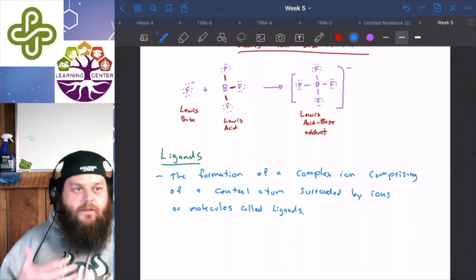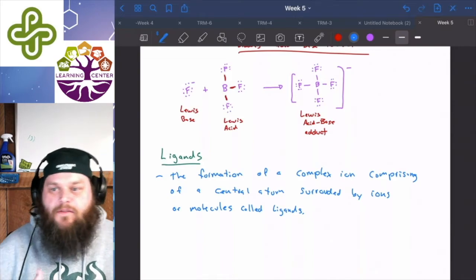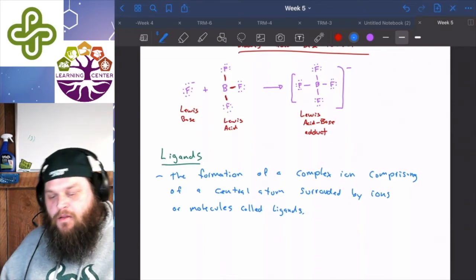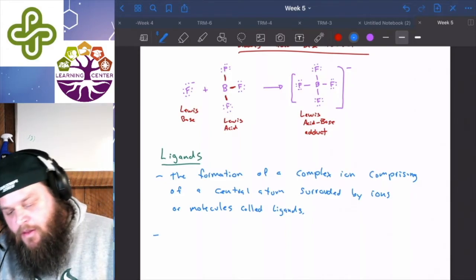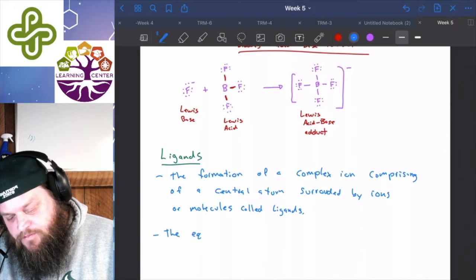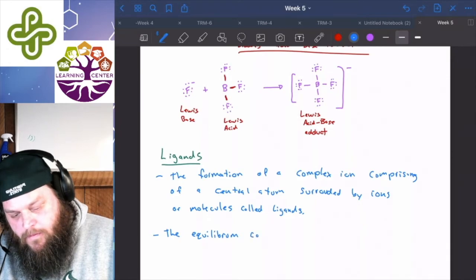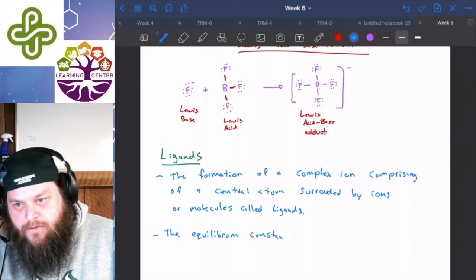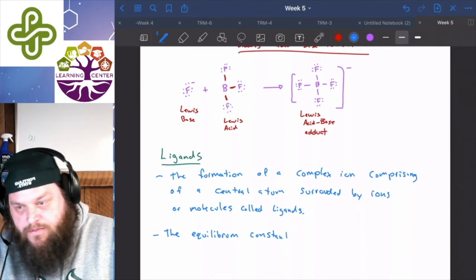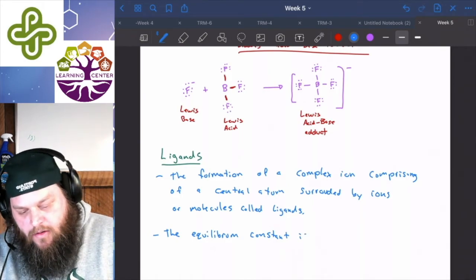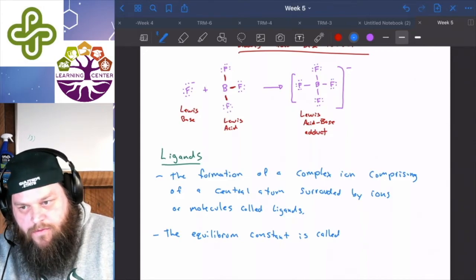When this happens, there's a certain equilibrium constant for this type of reaction as well. That equilibrium constant for the reaction of a metal with an ion or other ligands is called the formation constant.